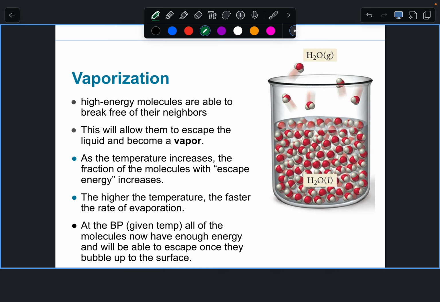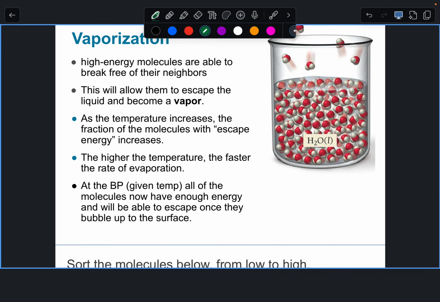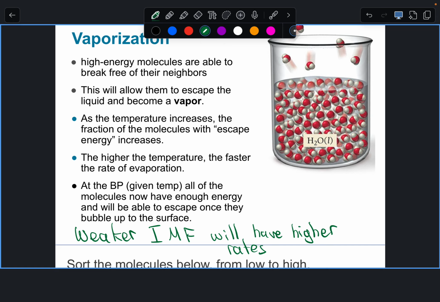So this one is actually opposite of the others. I don't even think I have it written down there. That the weaker intermolecular forces will have higher rates of vaporization. Or evaporation, if that's easiest for you to think about.